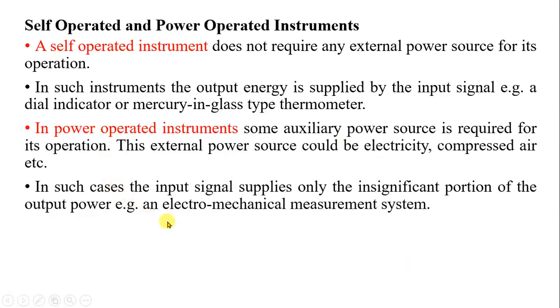Like an electromechanical measurement system. Okay, this electromechanical measurement system needs some kind of power or electricity to operate. Suppose we have a digital tachometer. Okay, in that case, in a digital tachometer, it has a battery to operate that handheld digital tachometer to give the readings of the variable or measurement that is being measured. Okay. But in the case of a normal tachometer or manual tachometer, we don't need any kind of external power source. Okay. The measurement itself gives the energy or power to the tachometer. This is the difference between self-operated and power-operated instruments.